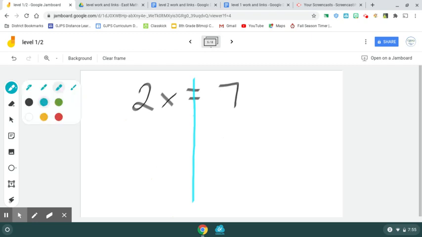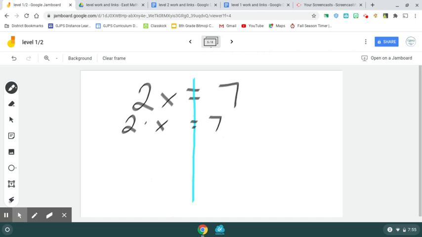Next up, what I like to think about is what am I really looking at? My objective is to get x all by itself. So what is going on to x here? Here we have 2x on the left-hand side. So what that really means is 2 times x equals 7. Okay, so now we know what's happening to x. So what can we do to undo it to get it all by itself?